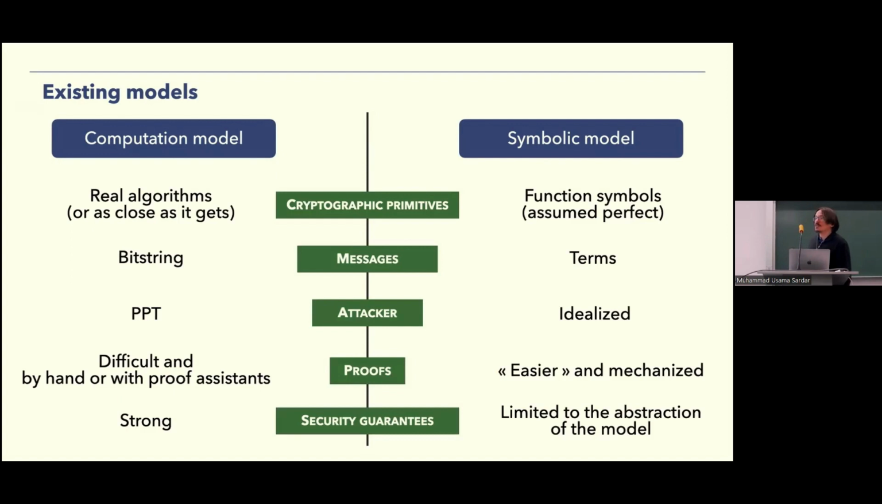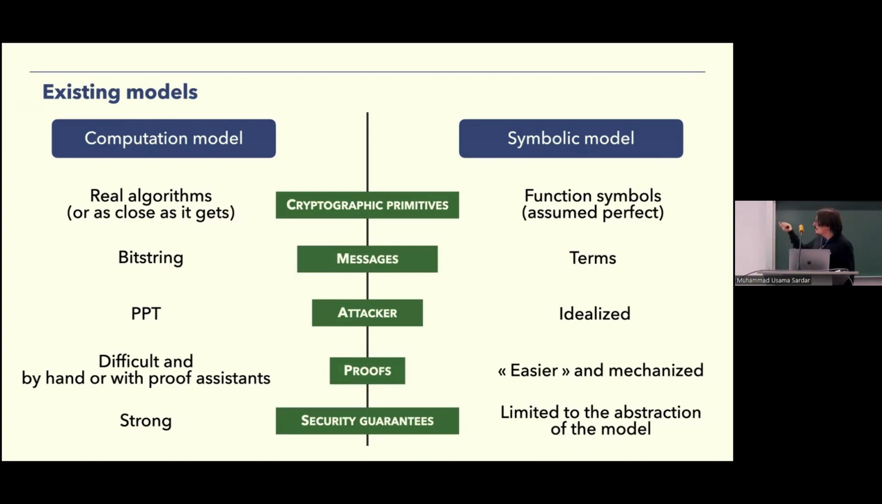So in the computational model, we consider the real algorithm, or at least as close as possible. In particular, for instance, the messages are really the bit strings that you consider, the 0s and 1s. Whereas on the side of the symbolic model, we are trying to abstract away, especially the primitives, and so we will assume that they are perfect. No attacks possible. No hash function is a one-way function. That's it.